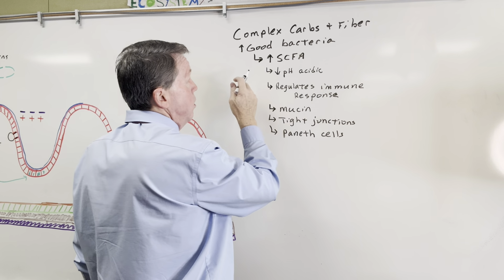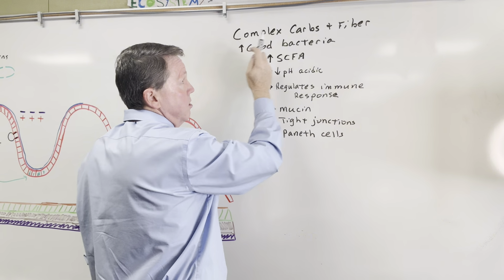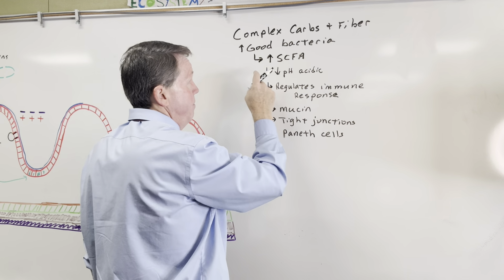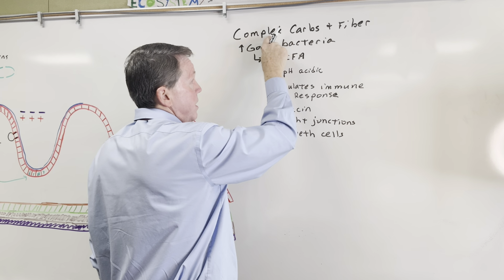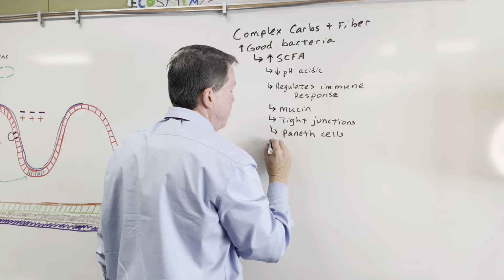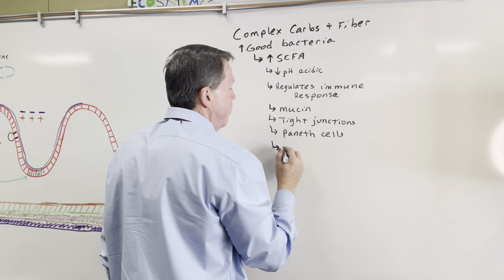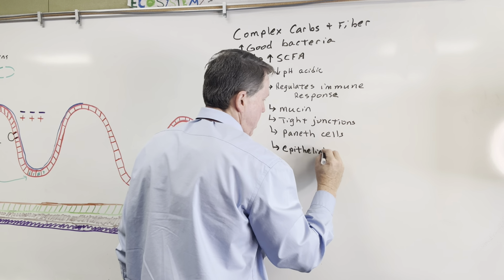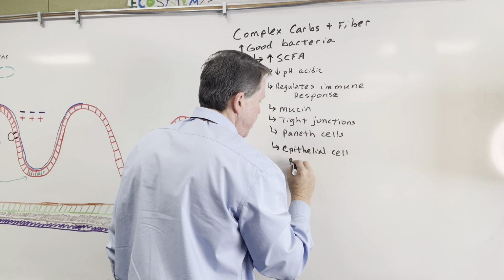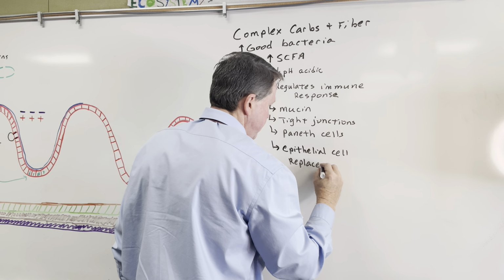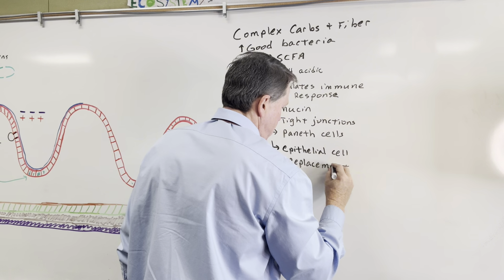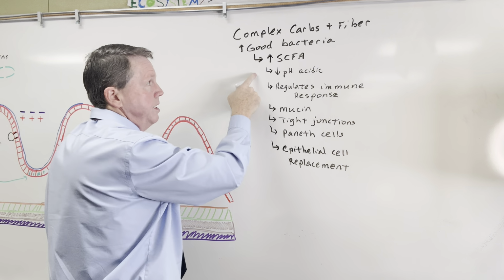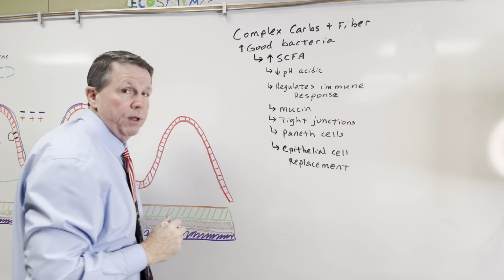Okay, so really quick, the good bacteria, now again, the complex carbs and fiber are going to be responsible for making the good bacteria. The good bacteria is going to use these complex carbohydrates also to make the short chain fatty acids. By the way, the other thing that this is going to do is it's going to be responsible for epithelial cell replacement. So in other words, if we look at this here, these are my epithelial cells. Well, when they get old, the short chain fatty acids are going to play a role in replacing those.